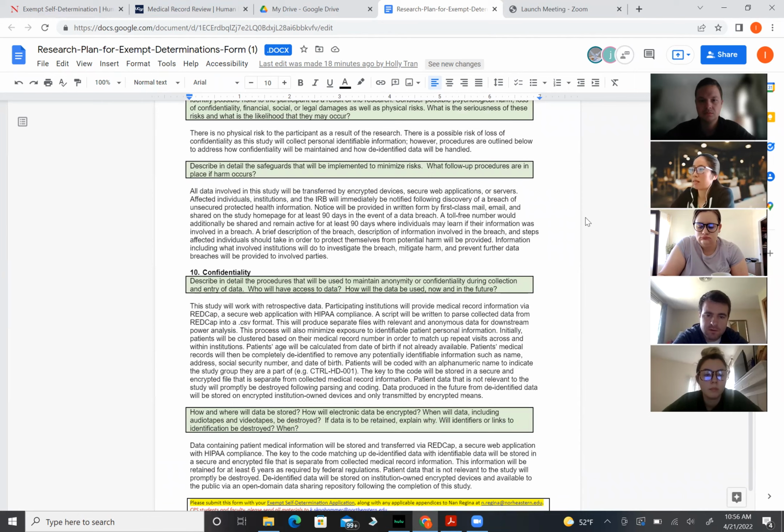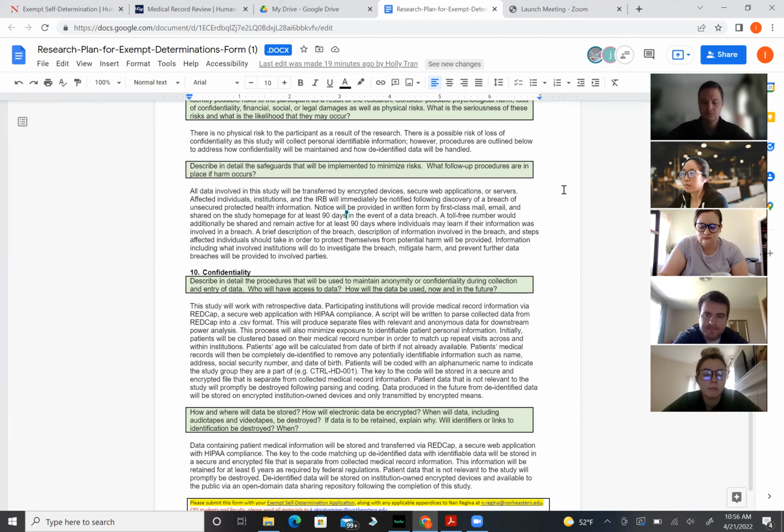And then in the event that there is a data breach, the IRB will be notified immediately following discovery of the breach, and any unsecured protected health information that's revealed. Notice will be provided in written form by first-class mail, email, and shared on the study homepage for at least 90 days as recommended.